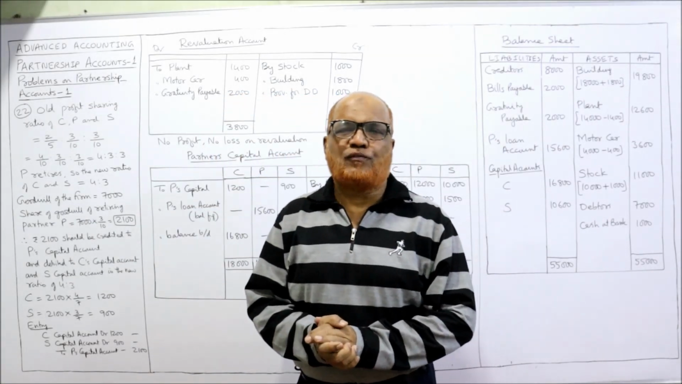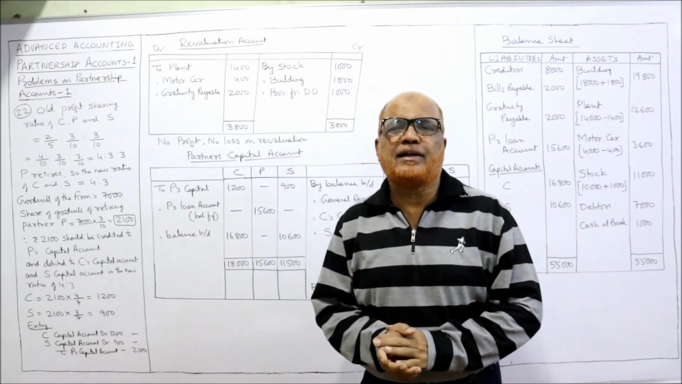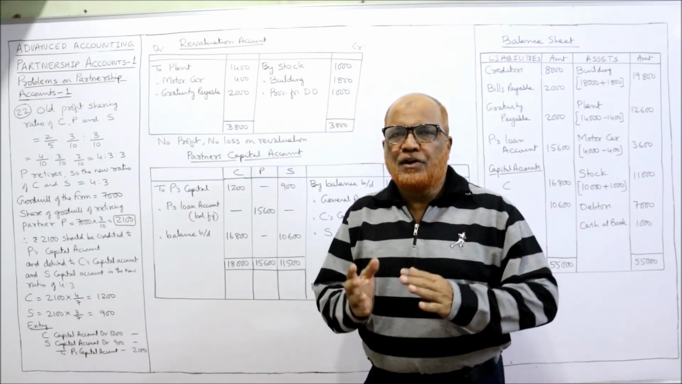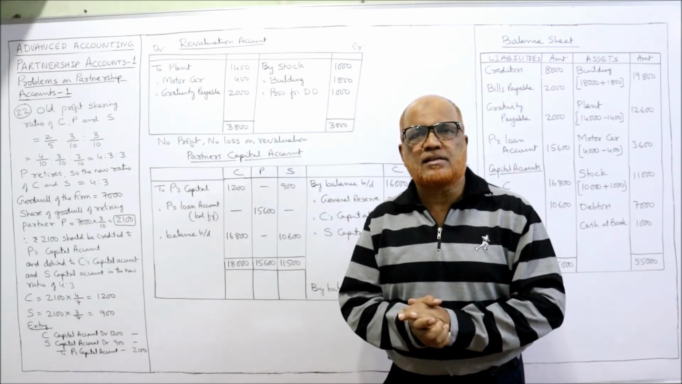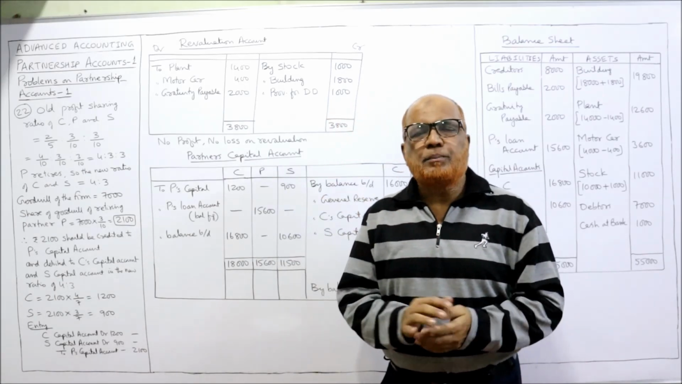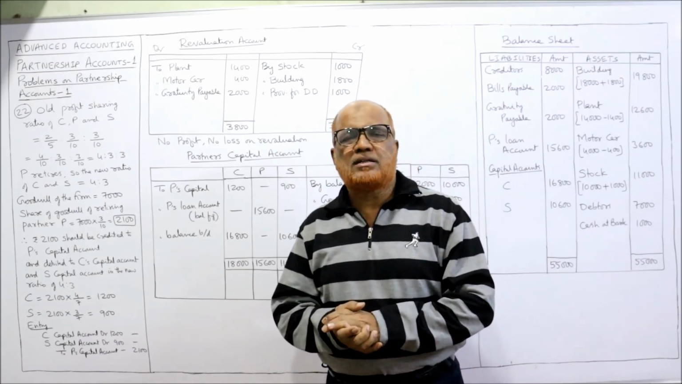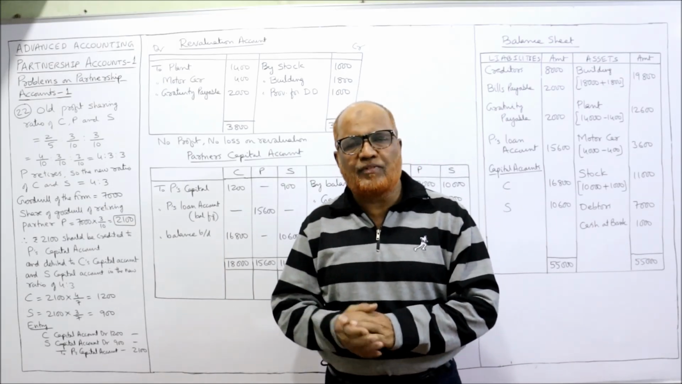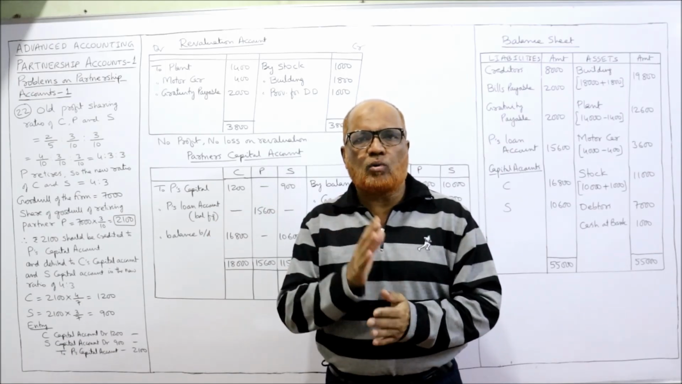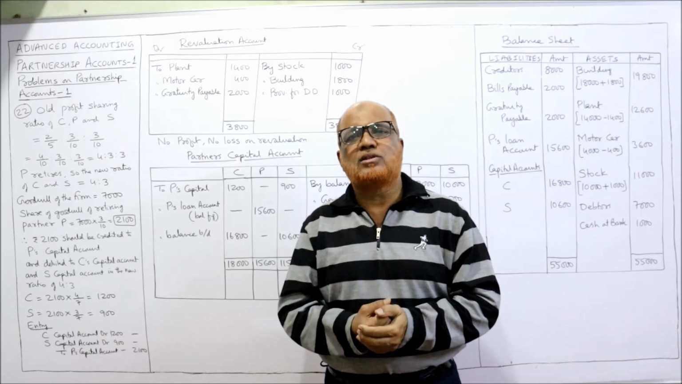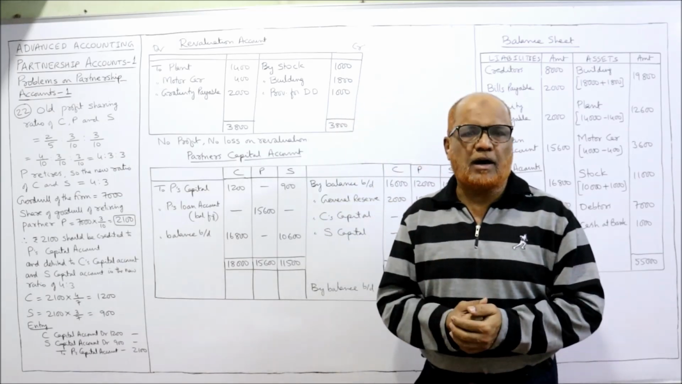I'm Hashim. So far 21 problems I've completed on partnership accounts. First 15 problems I've completed on admission, and right now we are discussing the retirement. That means what are the adjustments to be made in the accounts of a partnership firm when a partner retires. So already so many problems. If you are continuously watching, you might have got a good command on this topic of partnership accounts.